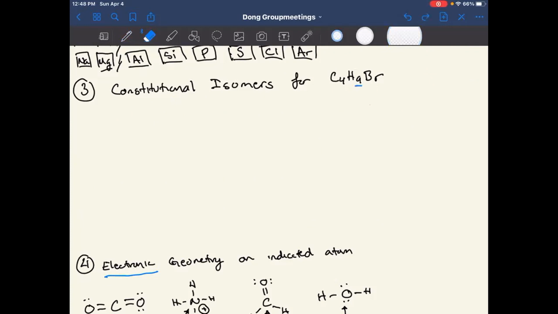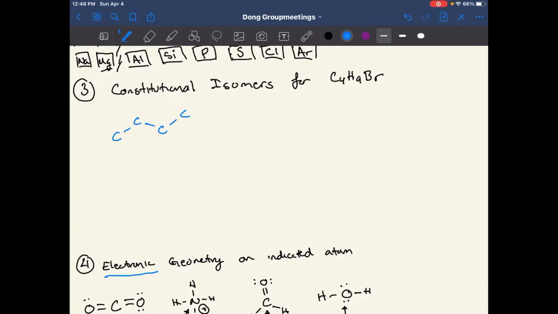All right, for question number 3, they're asking how many constitutional isomers there are for C4H9Br. The easiest way to do this is actually just draw them out. Using carbon as a backbone, I usually like to start by drawing the linear chain first and then branch off of that, because that gives you all your options.